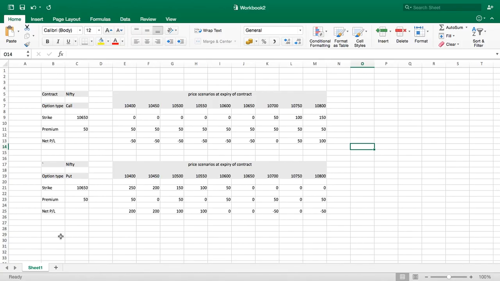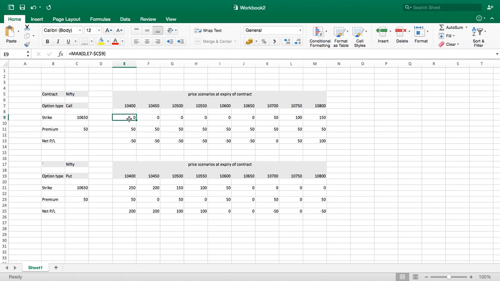Alright, so here I've populated an Excel scenario for a call option and a put option. So the contract here is Nifty. The type of option is a call option. This is a strike price and this is the premium for this option. Here you see the various spot price scenarios which can occur at the time of expiry of this contract. Now this is a call option.